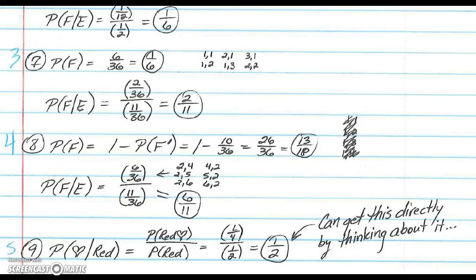A 3 on at least one of the dice, and the total is less than 5. So we need both of these things to be true. Well, here we have all the possibilities that are less than 5. So we can just specifically zone in on the ones that have at least one 3. And you see one of them's right here, one of them's right here. So in other words, we only have two outcomes here that are less than 5 and have at least one 3. So that's why we have a 2 out of the 36 up here.